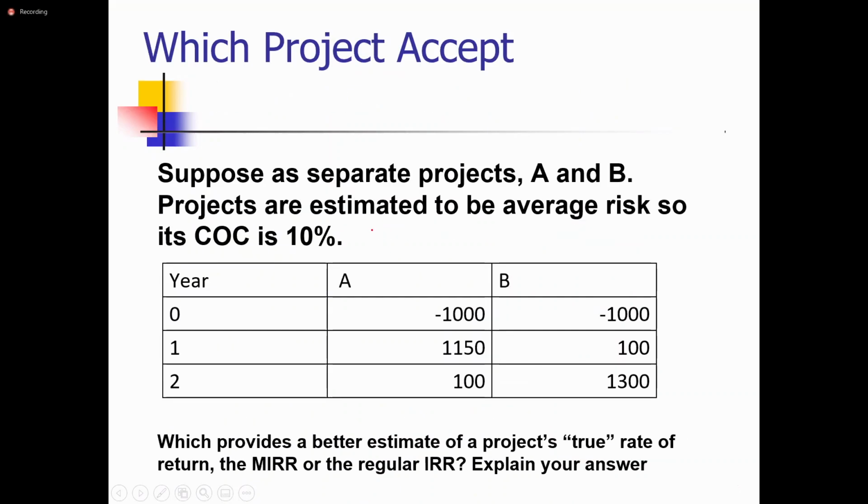Now look at this example. This is different from the previous example. Suppose separate projects A and B. Project A is estimated to be average risk, so the cost of capital is 10%. Right? So 0, 1, 2, 3 years, a 2 year project. Initial cost is 10,000 for both. You are given the year 1 cash flows, and which provides a better estimate of the project's true rate of return, MIRR or IRR?